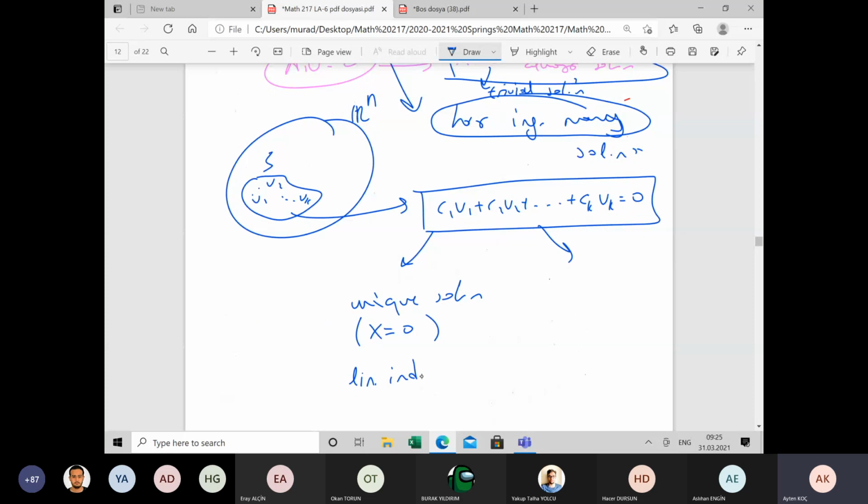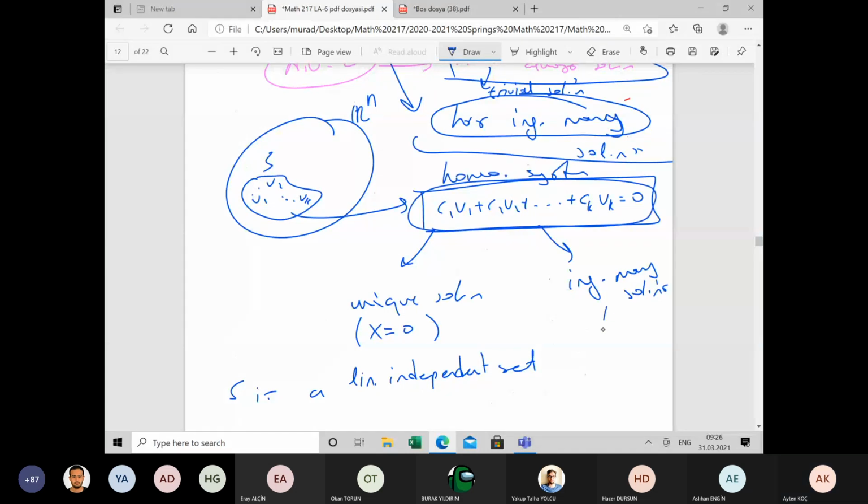If we get infinitely many solutions, the other case, this one is a homogeneous system, so infinitely many solutions means S is linearly dependent. It's okay, linearly dependent. To understand this, let's give an example.